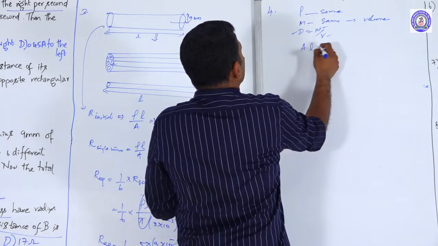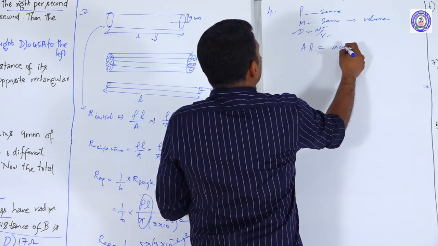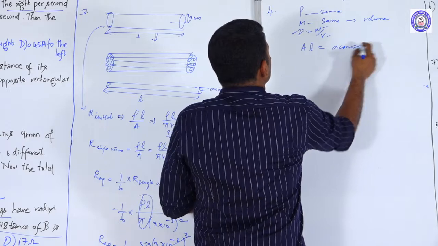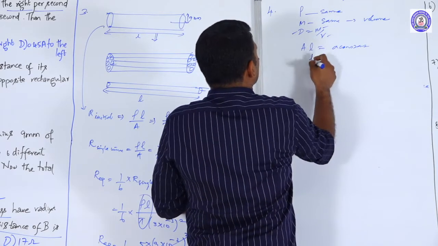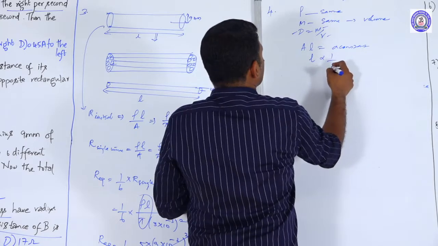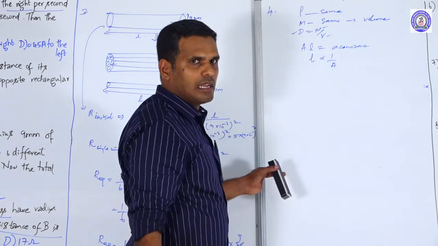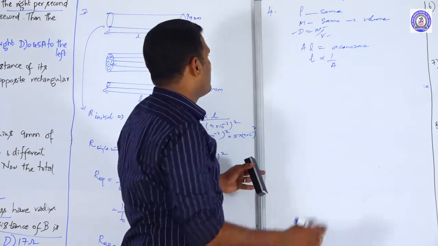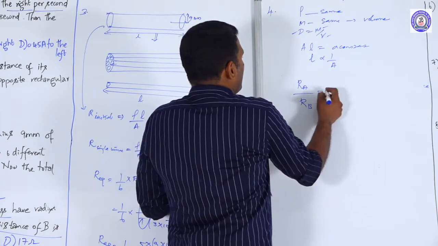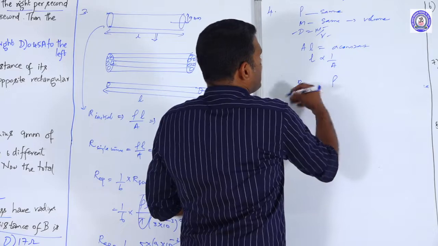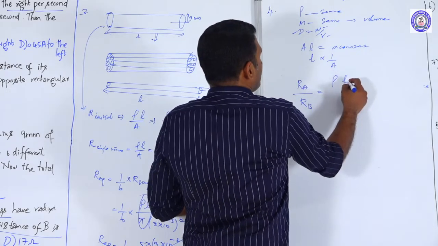Volume is area into length, so A into L must be equal to a constant. A and L are inversely proportional, so L is inversely proportional to A. Two resistances are compared, RA and RB. Same material, so resistivity is the same.